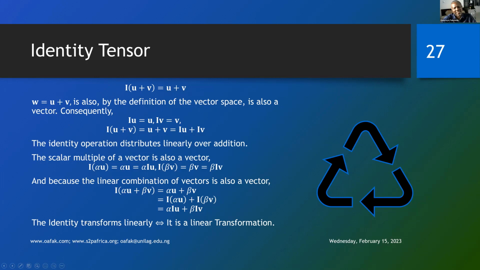So it's clear that the identity transformation transforms linearly. In the first case, we do the linear sum, the weighted sum, before transforming. Here, we transform individually first, and we do the weighted sum of the results. If these two are equal, then the transformation is linear. If what they are transforming is vectors, then it shows that the identity is actually a linear transformation of vectors, and therefore it is a tensor.